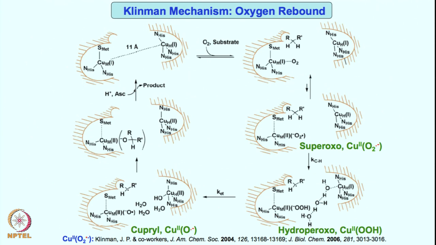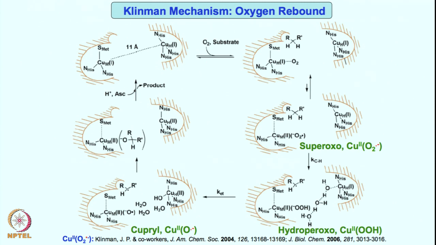Okay. Now this copper 3 oxo, the copper 2 O dot, is then going to react with the substrate radical to give the copper 2 alkoxy intermediate. Okay. Overall, then we are going to get the copper 2 alkoxy intermediate, which you can see upon protonation can give the substrate hydroxylation product, and the rest of the catalytic cycle can be completed upon reduction by ascorbate to give the copper 1 and copper 1 state.